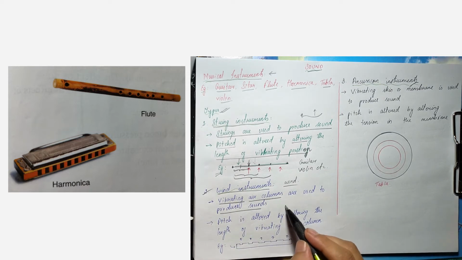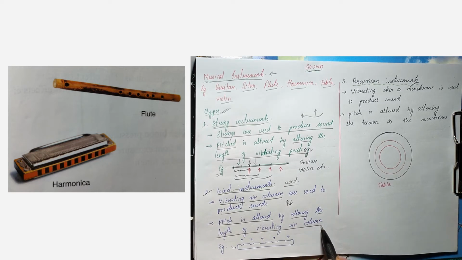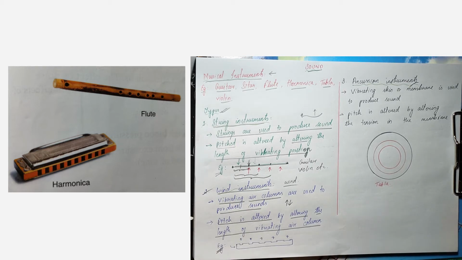Now again we need to change the pitch of the sound. So pitch is altered by increasing or decreasing the length of the vibrating air column. Let us understand this with an example. Let's say we have a musical instrument, flute. Now this flute has multiple holes in it.